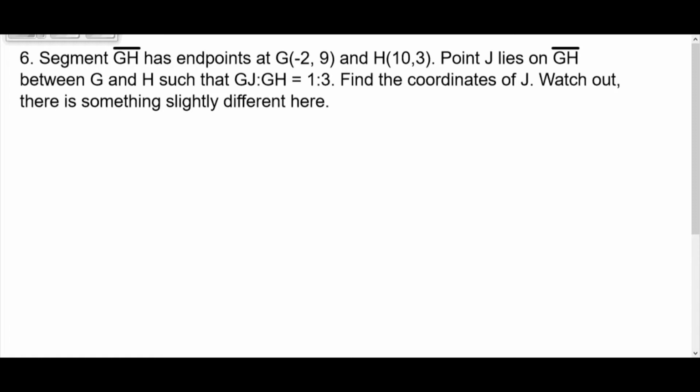Well, you look at it going, GJ to GH, that's 1 to 3. We're actually working on the same thing. But wait a minute, though. It normally should say GJ to JH is 1 to 3. But it says here GJ to GH is 1 to 3. So let's take a look, though.